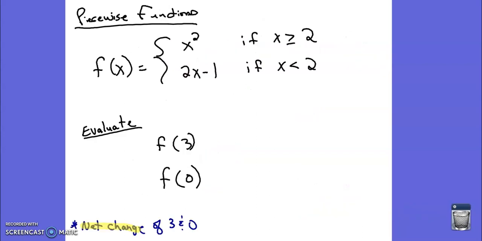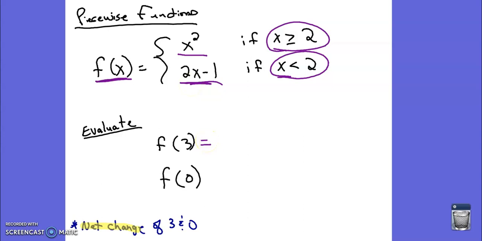So let's talk about a piecewise function. A piecewise function, like here's the function f of x, and it's like x squared is the function if x is greater or equal to 2. If x is less than 2, then we're going to use this function. So here, if I say evaluate f of 3, well, notice 3 is greater or equal to 2, so we're going to literally plug it into that function, x squared. So that would be 9. F of 0, notice it's less than 2, so we would use this one right here, and we're going to literally plug 0 into this function, and we're going to get -1.